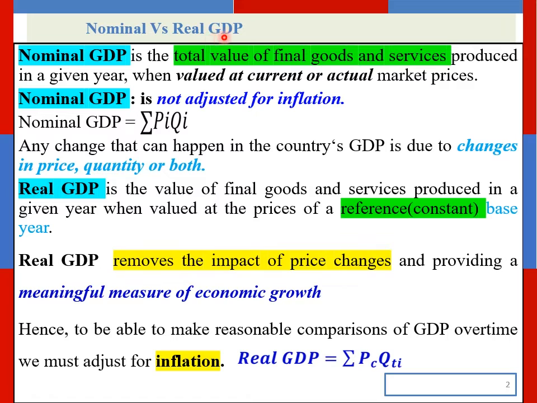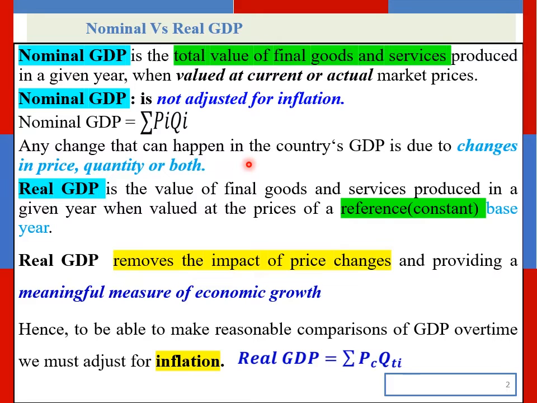Nominal versus real GDP. Nominal GDP is the total value of final goods and services produced in a given year when valued at current or actual market prices. Nominal GDP is not adjusted for inflation. It means that nominal GDP includes what? The inflation, and is not deflated from what? The inflation. Mathematically, we can express nominal GDP as the summation of each price in each year multiplied by the quantity produced in each year.